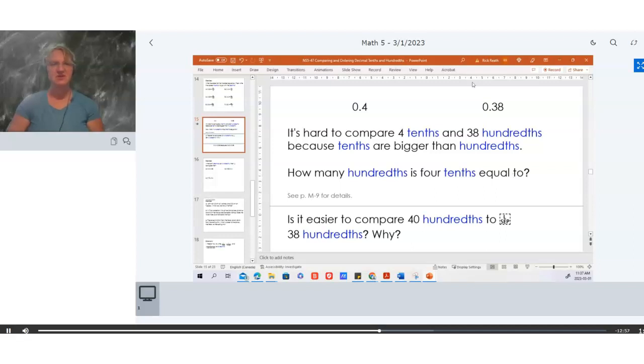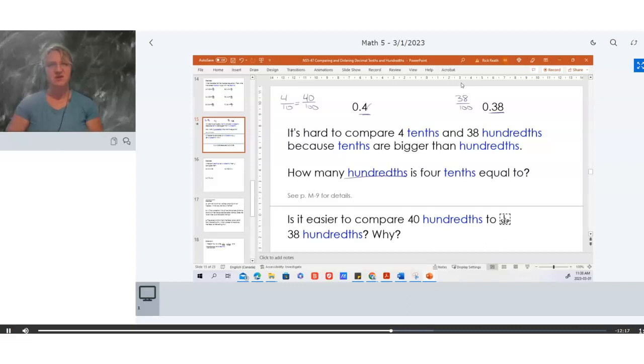All right, so if we're looking at these numbers and we're comparing, it's not exactly easy to compare tenths to hundredths because tenths are bigger than hundredths. So how many hundredths is 4/10 equal to? And it would be 40, right? Just like we could say that this is 40 over 100, which is the same as 4/10. We could say that this is 38 over 100, right?